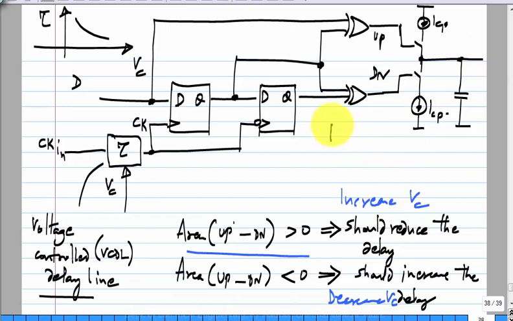let's say up is like this and down is like that. What will happen to this voltage? What happens to that voltage?